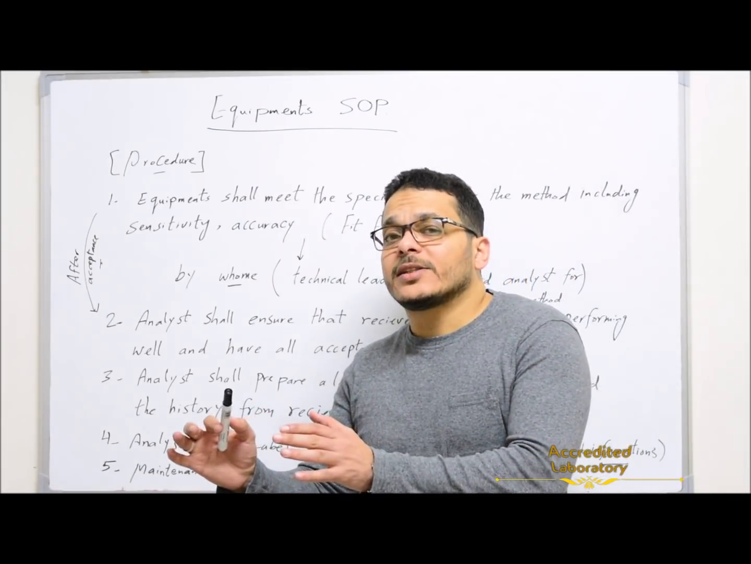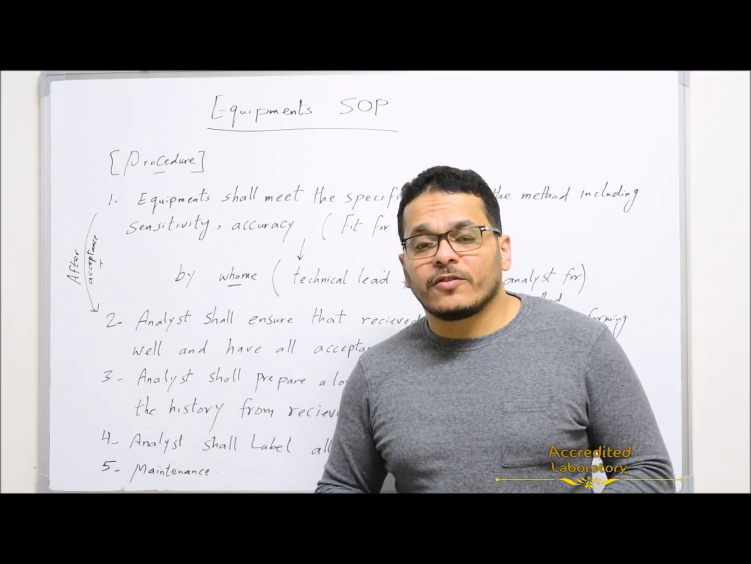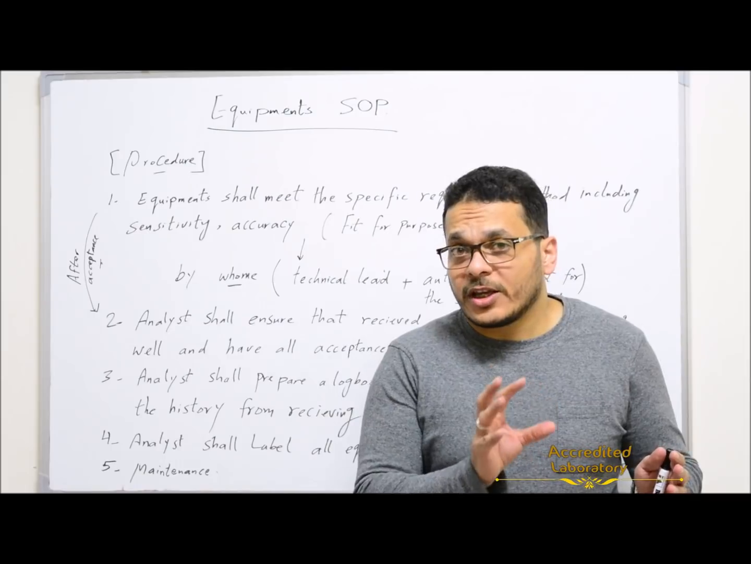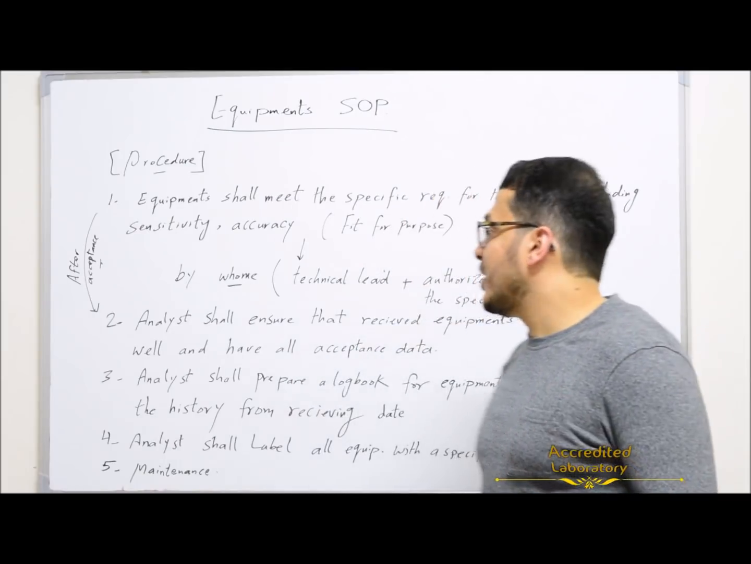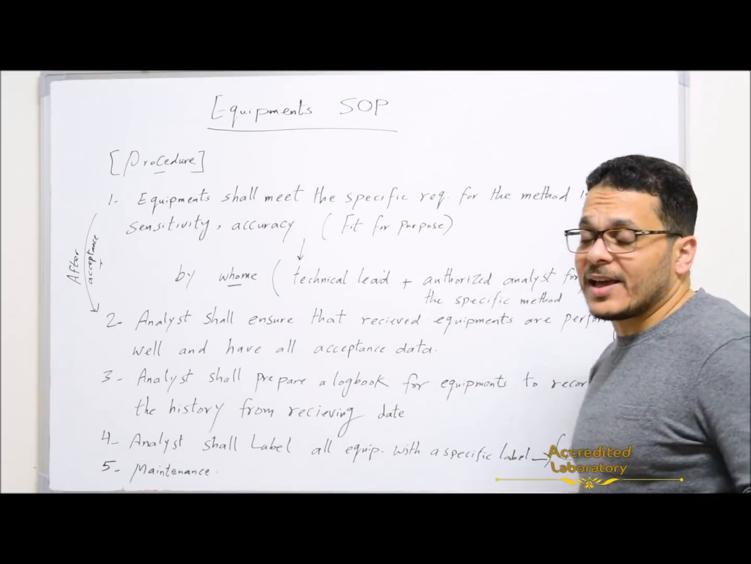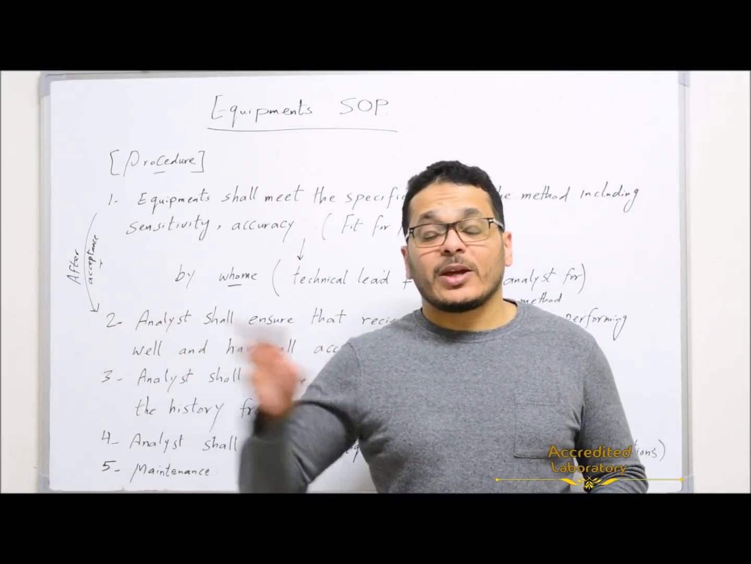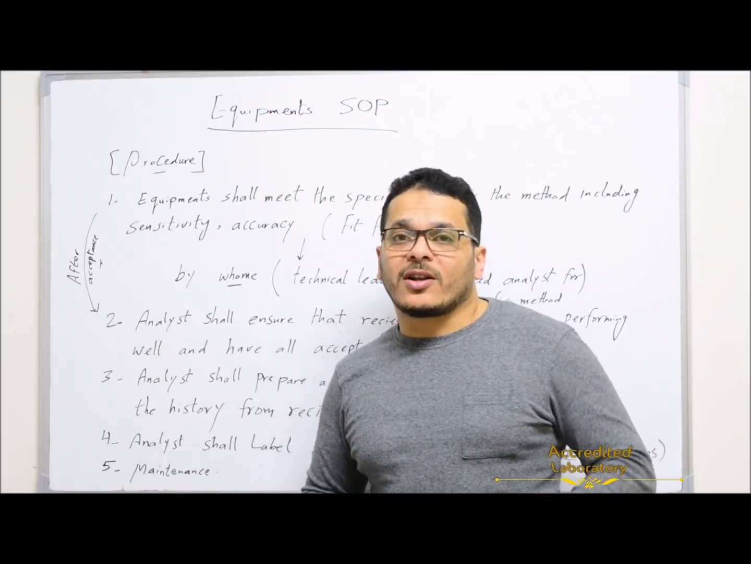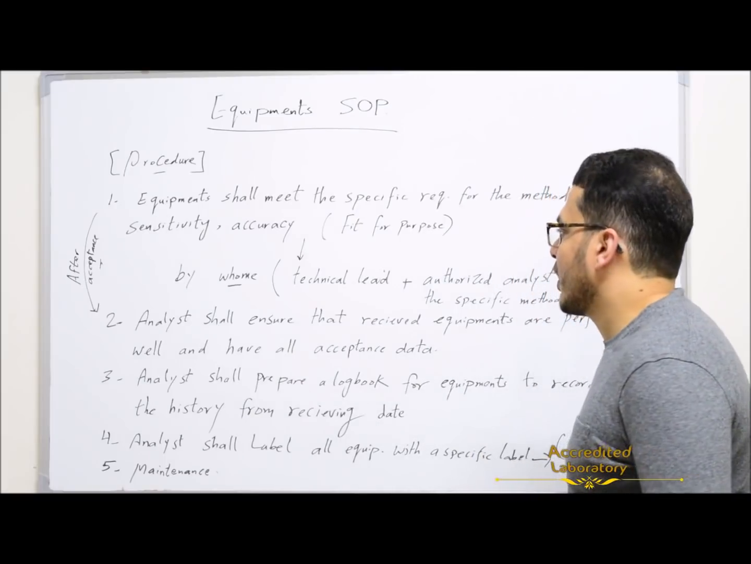After you select the method, based on this selection, you will find the best instrument that can be used for this method to analyze these parameters, and that will be under the responsibility of the technical lead and also the authorized analyst for this method. They will decide which instrument is required for this method to analyze these parameters according to sensitivity or accuracy.